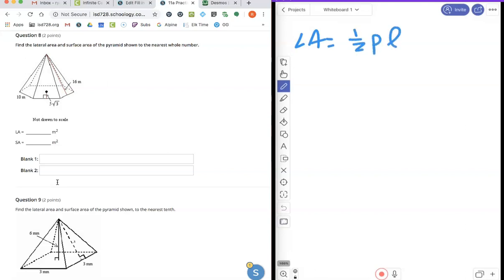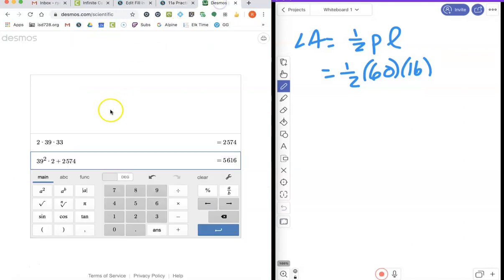right? L is 16. The perimeter, let's see, we have side lengths of 10, and this is a hexagon on the bottom. There's 6 sides. So we have a perimeter of 10 times 6, which is 60. And then we have the lateral height, which is the slanted triangle height, which is 16. Okay. So we have 1/2 times 60 times 16.